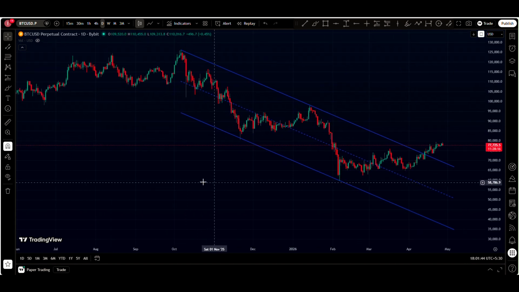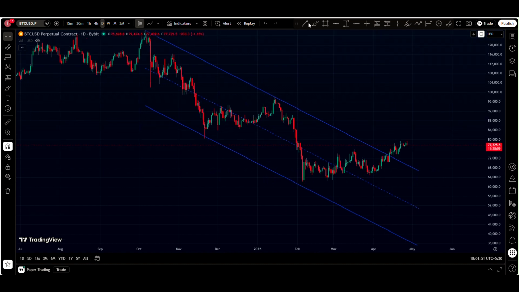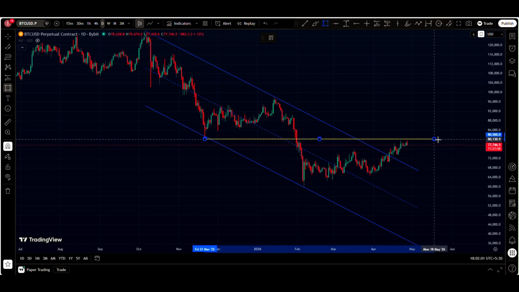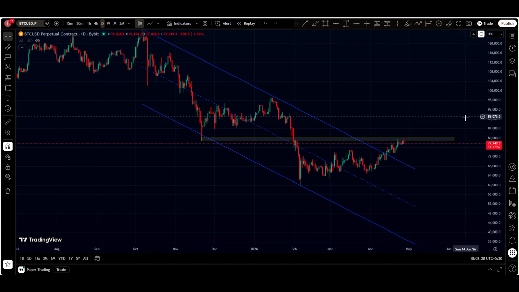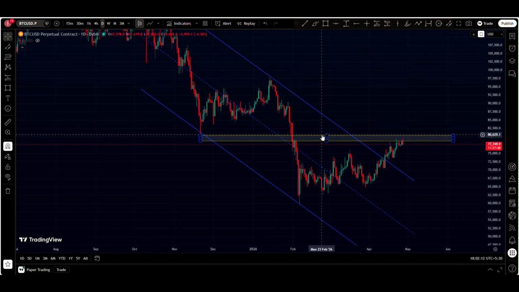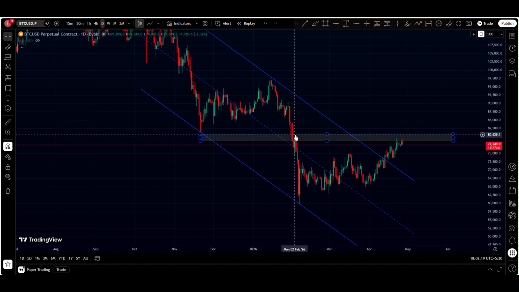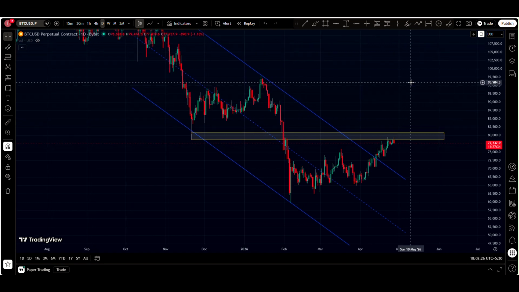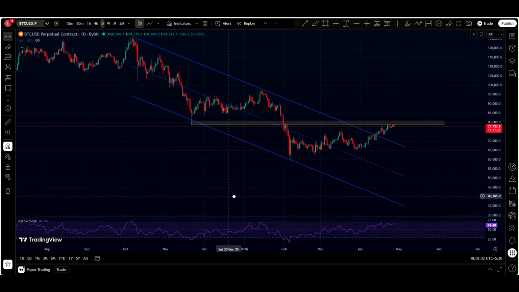So not only the parallel channel, we can mark the support and resistance area. So this area has a resistance area. You can see some resistance area. Also there is a gap, therefore there is a little bit strong support area, strong resistance area.